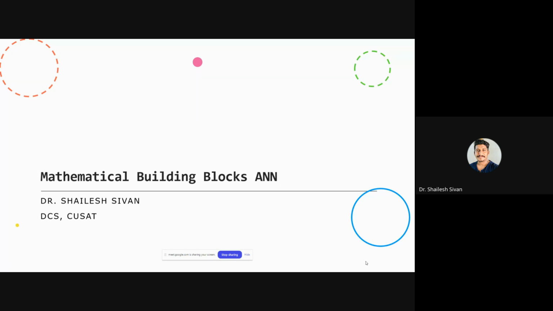Okay. So, mathematical building blocks for artificial neural networks. I'm just skipping a few slides which are not relevant, as we do not have much time. We are not explaining much about the unwanted things. I'm just going through the very essential things which are needed to understand artificial neural networks.